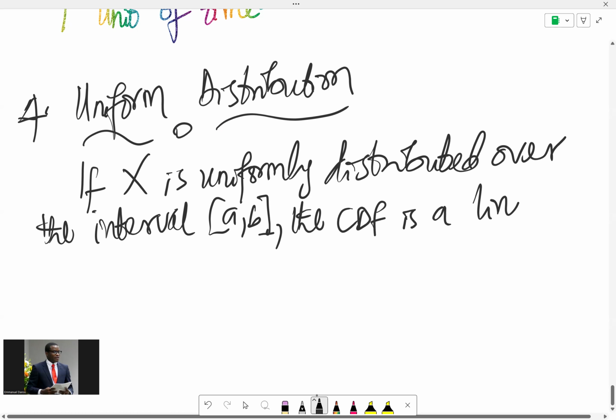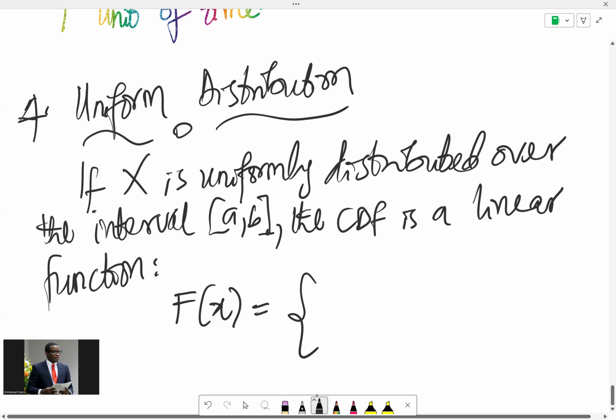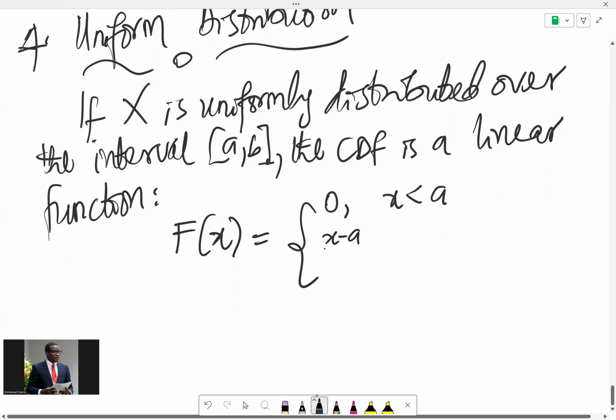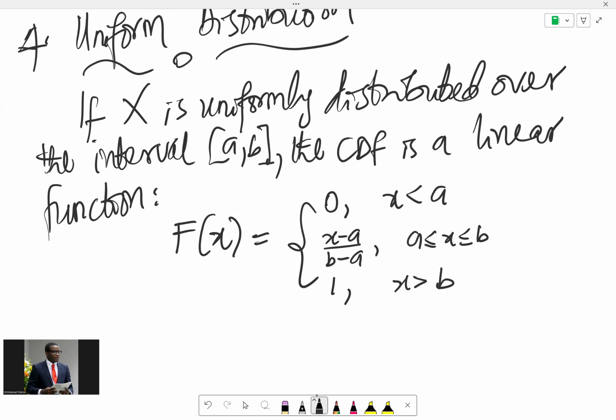is a linear function, and that is F of x. In fact, it is linear and a step function too. So the value of F of x is 0 when x is less than A. Then it is (x minus A) over (B minus A) as x lies between A and B, that is, A less than or equal to x less than or equal to B. And lastly, it is 1 when x is greater than B. So this is the definition of the cumulative distribution function of the uniformly distributed random variable.